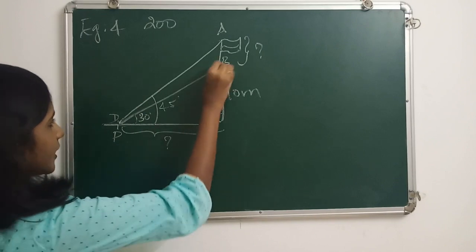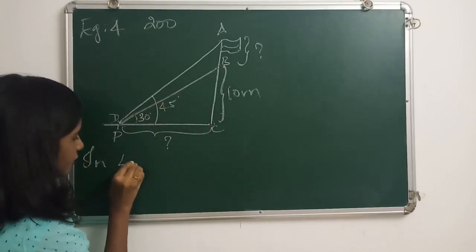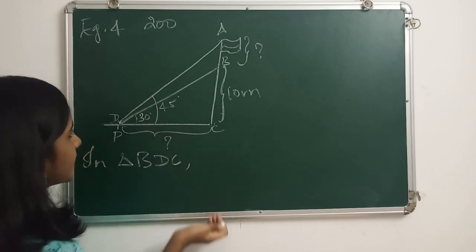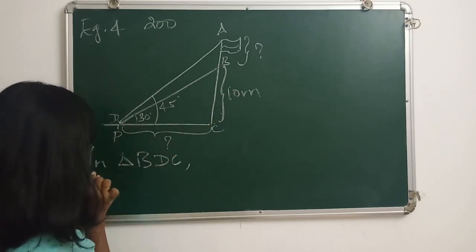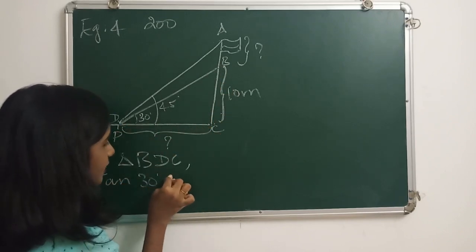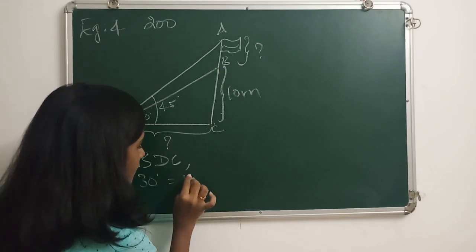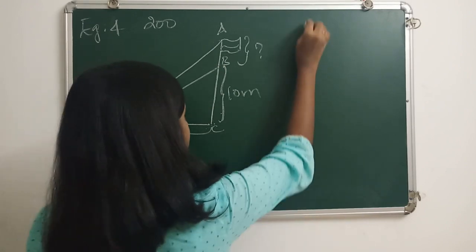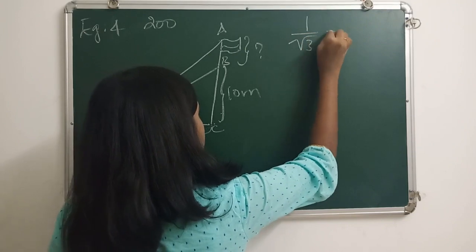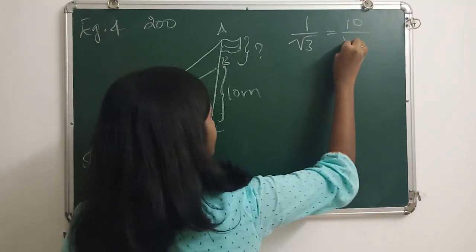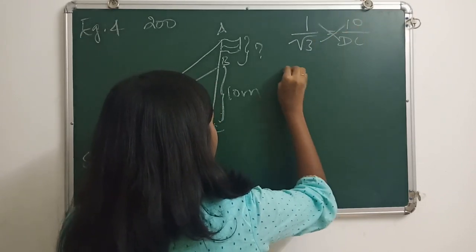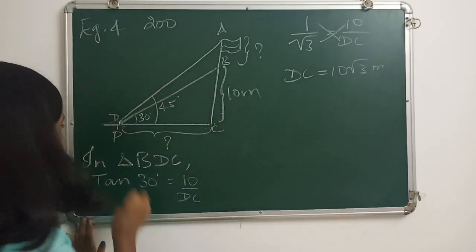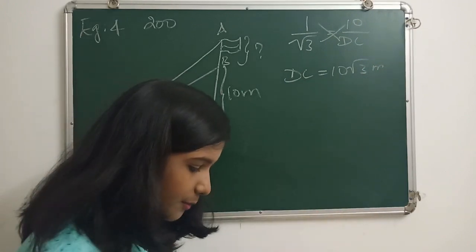Now, first let us go to triangle BDC. In triangle BDC, we can take tan 30 itself because it is opposite by adjacent. So tan 30 is equal to opposite BC, which is 10, divided by DC. Now, tan 30 is 1 by root 3. So 1 by root 3 is equal to 10 divided by DC. Now if we cross multiply, we get DC to be equal to 10 root 3 meter. Now we have got the distance between the point P to the foot of the building.